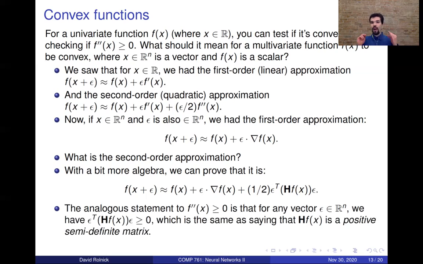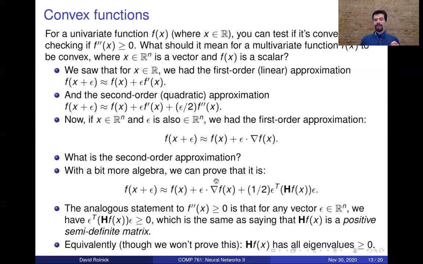But yeah, a function is convex if the second derivative is greater than or equal to 0. But what does that mean if you're in higher dimensions? Well, it just means that this quadratic form is always greater than or equal to 0 for any epsilon, which means that the matrix is positive semi-definite. So that's why, if you have heard that a higher dimensional function is convex if and only if the Hessian is positive semi-definite, this is why. It's literally the same thing as the single variable case.